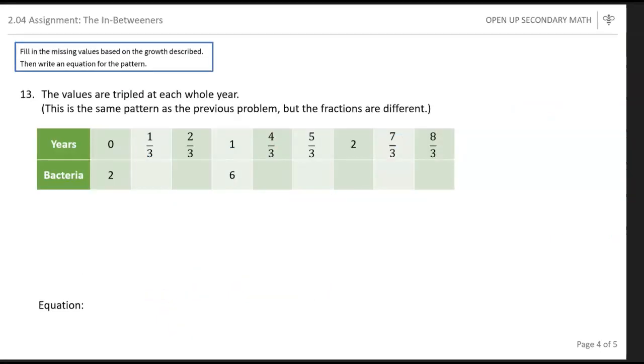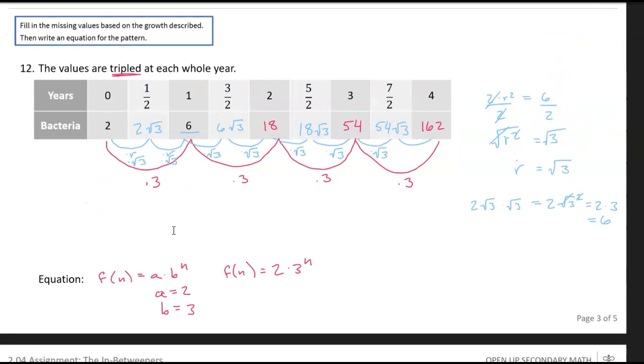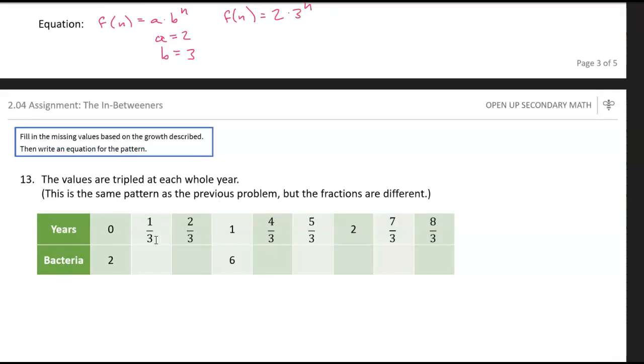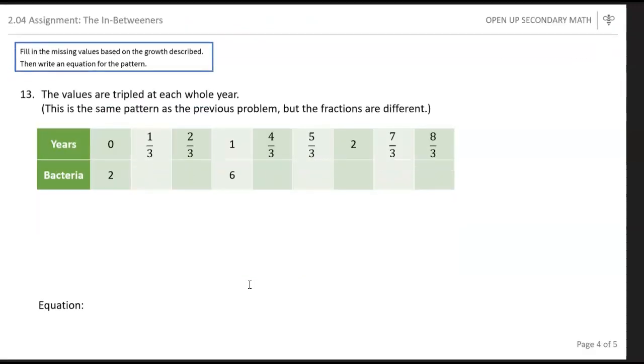So here's the next problem, problem 13, and it says the values are tripled at each whole year. And this is the same pattern as the previous problem, it says, but the fractions are different. Oh, so this is the same table we just looked at. It's just that now it looks like we have 2 numbers in between the whole numbers instead of 1. Well, that's actually pretty cool, because we know that we made this equation.